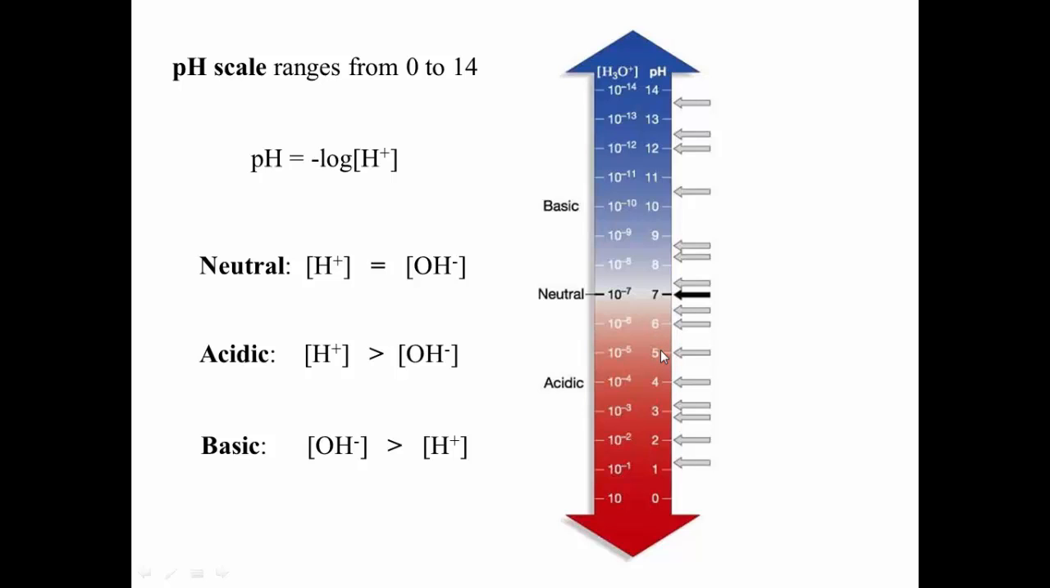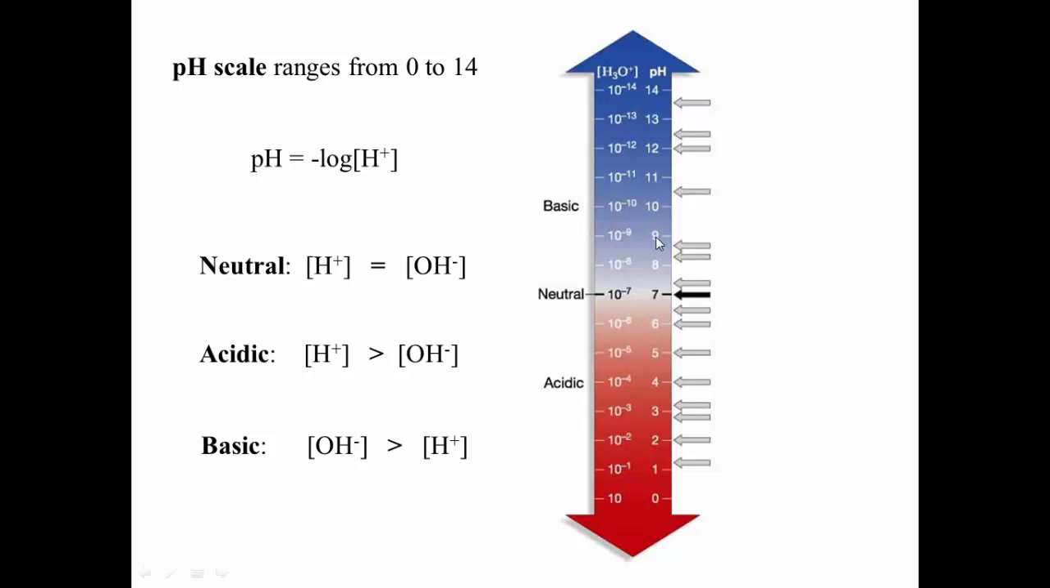How many times more hydrogen ions would you have compared to hydroxide if we went from pH 7 to pH 4? That's right. It would be 10 times 10 times 10, or 1,000.